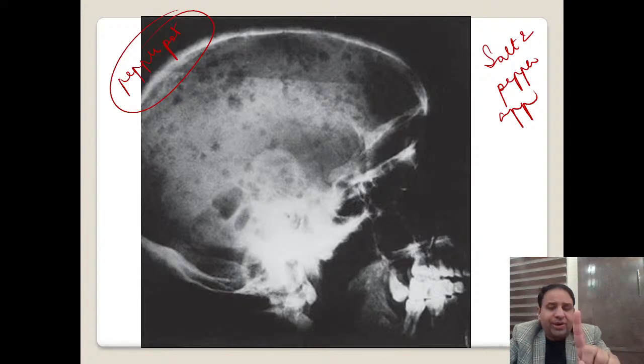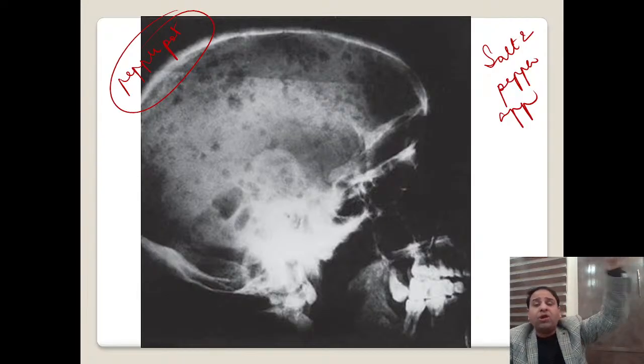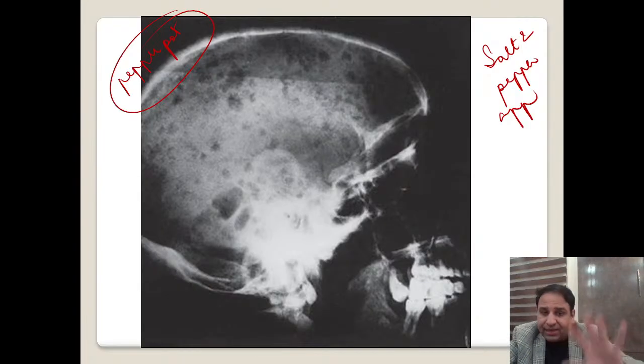If they give you a question on hyperparathyroidism, they will mention hypercalcemia. Of course there will be hypercalcemia because calcium from bone has come to blood. They will mention weak bones, loss of lamina dura, ground glass appearance, and a tumor which is present. And that tumor of hyperparathyroidism is called Brown's tumor.